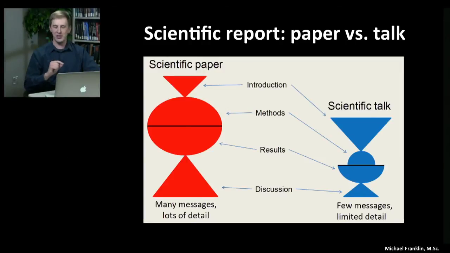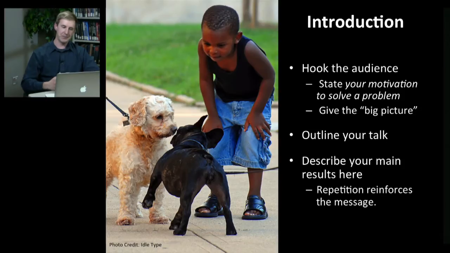Another key difference is you'll notice that the methods section is much smaller. This is something that you want to just say very briefly. You'll shrink that section down. People can ask questions if they have questions that are more specific, but when you're speaking, you don't need to elaborate too much on that part.